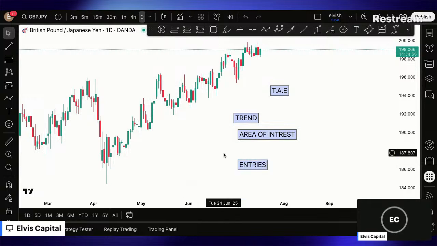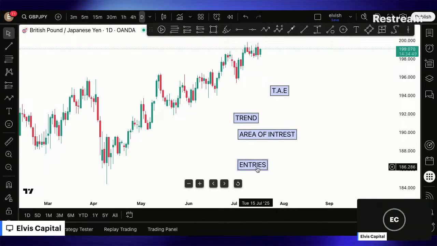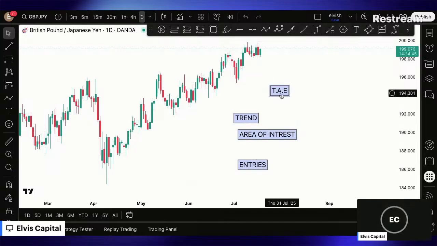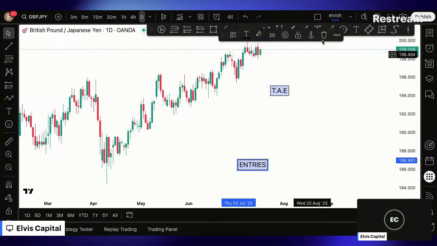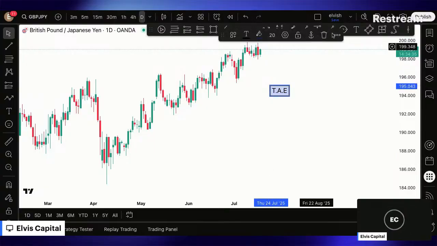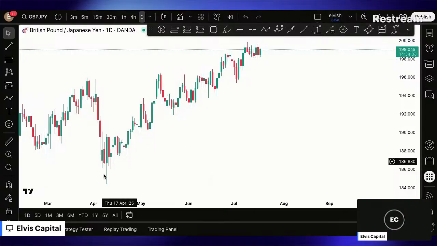So this is what I call my T. Trend, area of interest, and the entries or strategies. So what do we see? If you follow this formula over here, what do you see? Let me first delete all of this. You can see that we are in an uptrend, meaning that we shall be looking for buys.